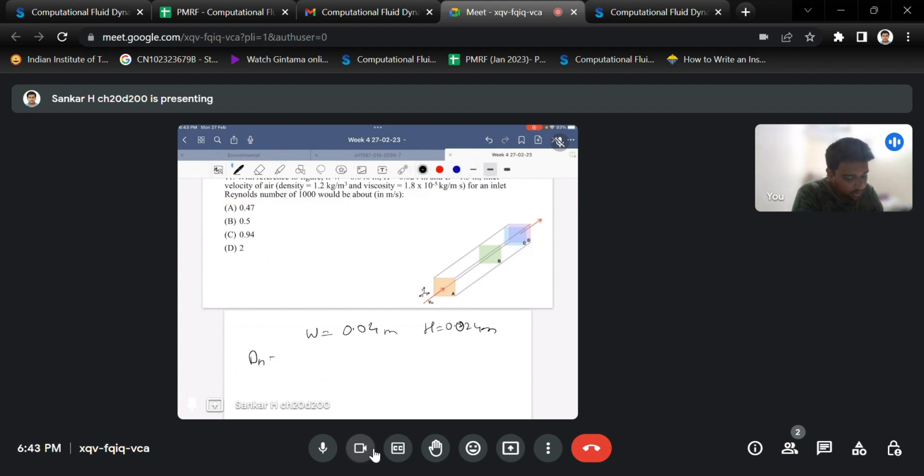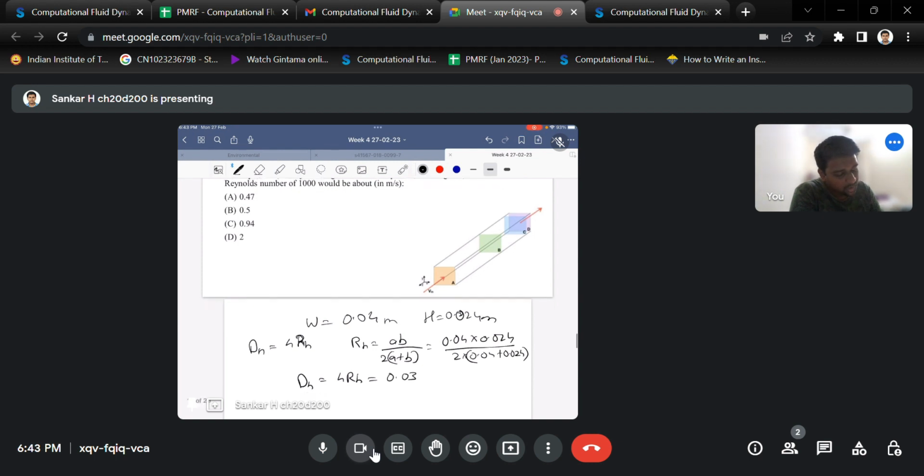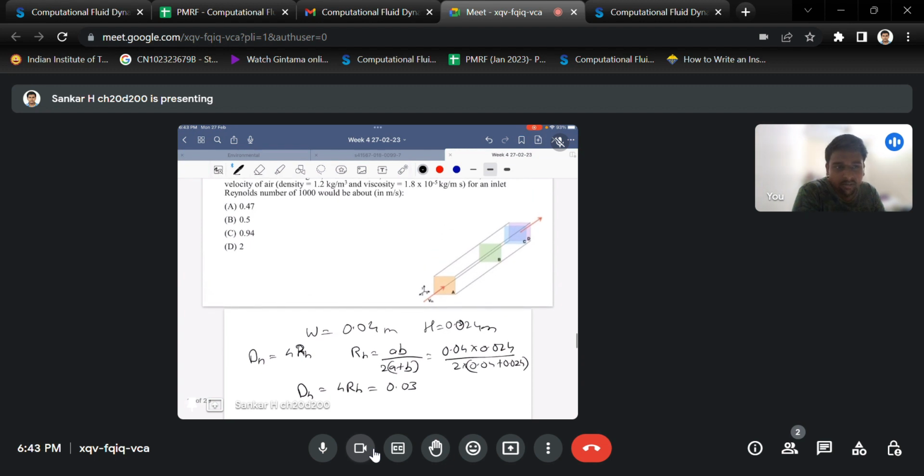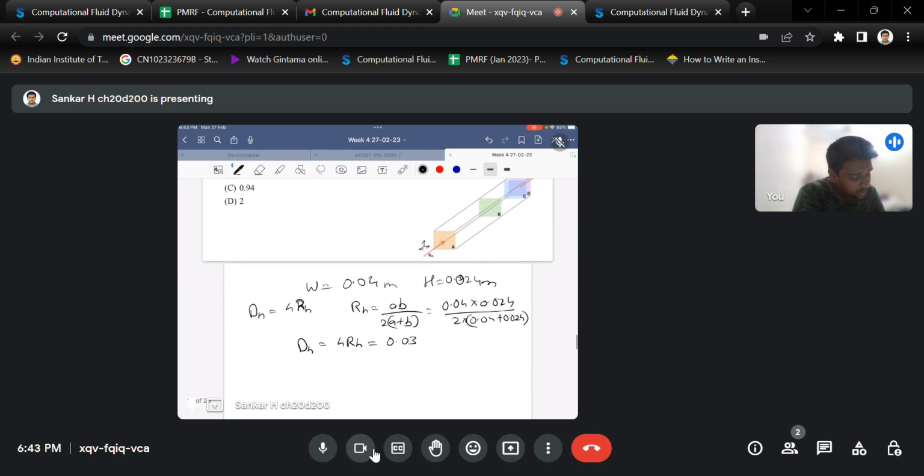Again, we define the hydraulic diameter as 4 times the hydraulic radius, and the hydraulic radius is the surface area by the wetted perimeter, so 2ab by the wetted perimeter. So this would be 0.04 times 0.024 by 2 into 0.04 times 0.024. Therefore, we'll get dH equal to 4 times RH, which I think we should get as 0.03. Maybe a further calculation would be needed to verify this answer, but I think the answer is 0.03 in SI units.